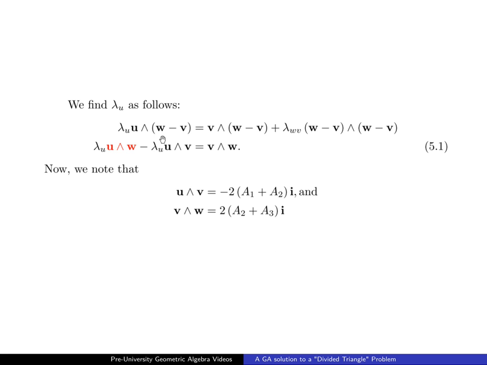Thus we find lambda u as, well, you can read this here, and we end up with this equation. Lambda u times this outer product minus lambda u times this outer product is v wedged with w. Now from the original diagram, we can see that the outer product of u and v is, well, you can read it here, and v with w is this, but we don't yet have an expression for u wedged with w. So how can we get that?